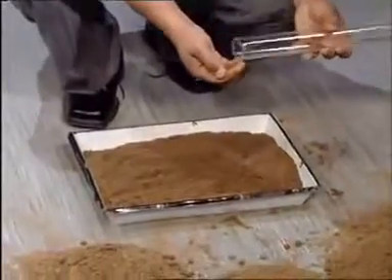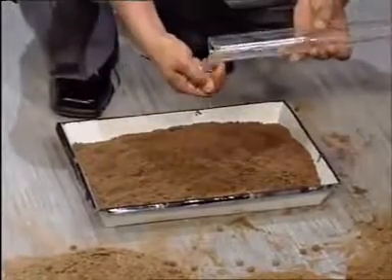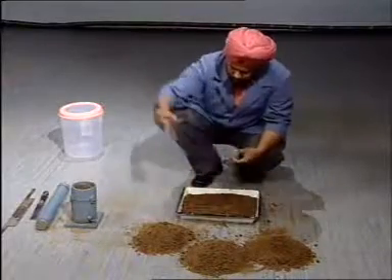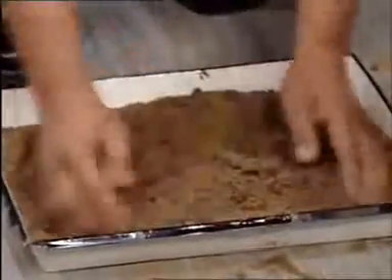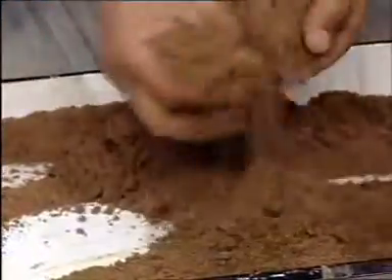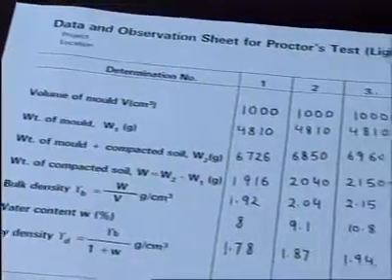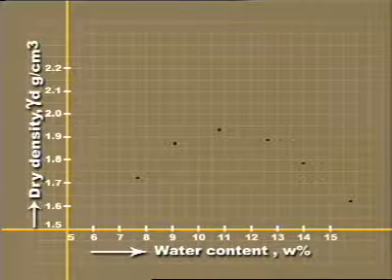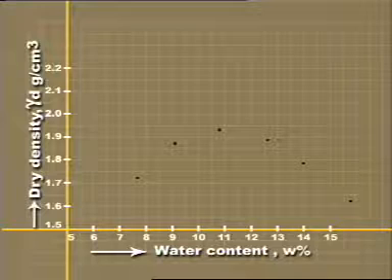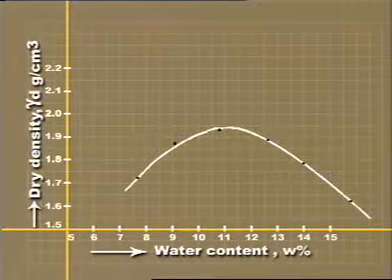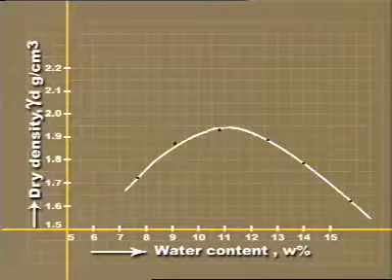Now add about 3% more water to a fresh portion of the processed soil and repeat the process. Record all the observations in the proforma accordingly. Draw a graph plotting water content on the horizontal axis and dry density on the vertical axis. Join all the plotted points smoothly. This gives the relationship between water content and dry density for the tested soil.